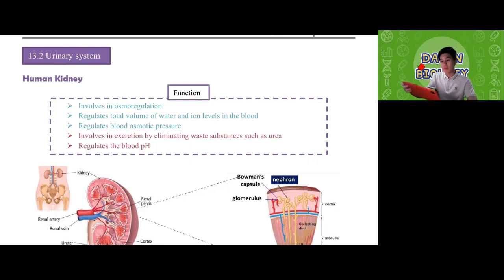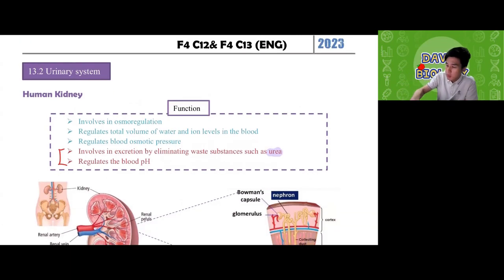Number one, of course, we all know kidney helps us to pee, helps us to excrete, under excretion. So they help us to excrete urea. That's the main function of kidney. Also, kidney helps us to get rid of excess water. If you drink too much water, then you go to the toilet and release all the excess water. This is something that we also learned in chapter 2, amoeba, called osmoregulation.